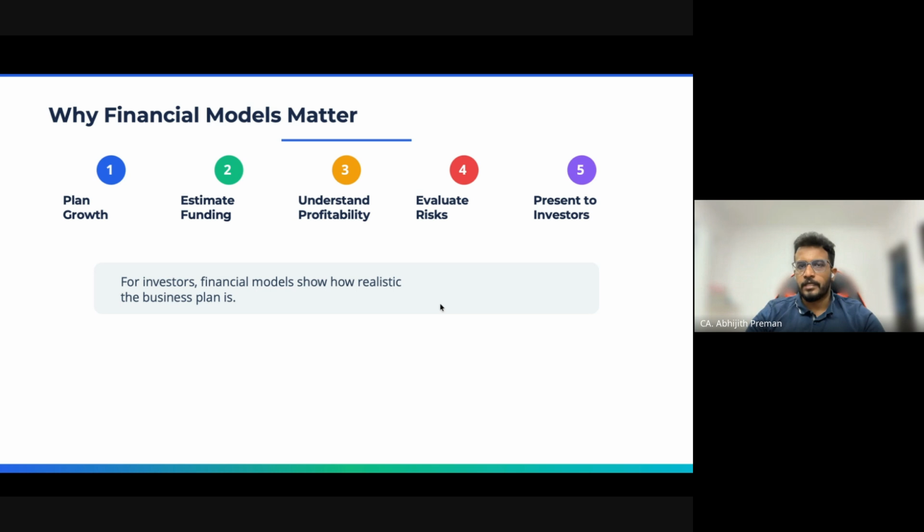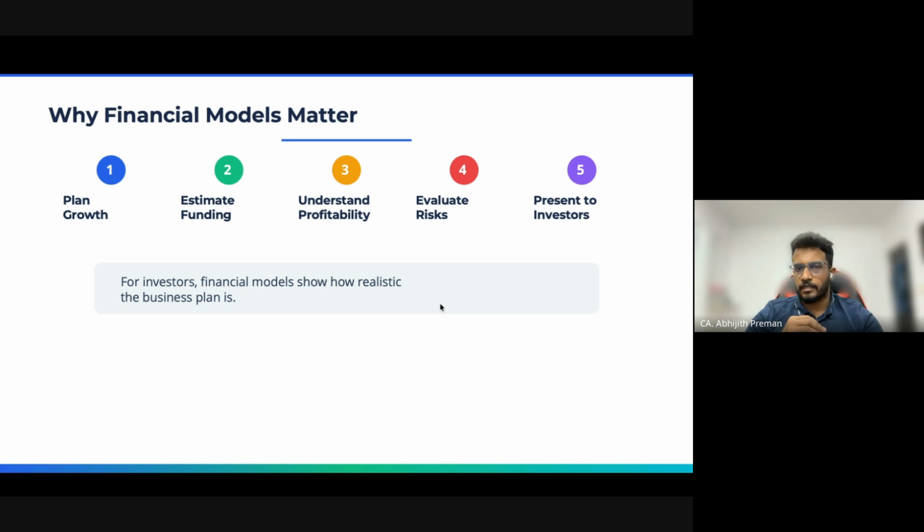The main five reasons why people typically build financial models, as I've noted, start with planning growth, like how you're going to grow in the upcoming years or months. Then estimate funding. If you are a business and you want to grow from 10,000 to 1 lakh, what is the fund that you require? Because typically the problem with most businesses is that they won't have enough fund to deliver the expected result that they want to deliver.